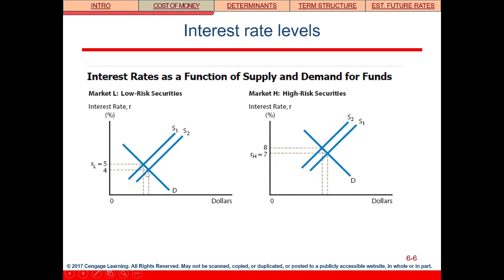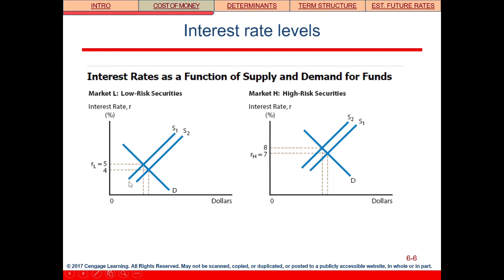So that means the interest rate for the low risk securities would decrease to 4% because of the increase in supply, while the interest rate in the high risk securities market would increase to 8% from 7%, right? So right now, the new interest rate is going to be 4% in market L and 8% in market H. And remember, these two securities are still the same except for the risk level, right? So in this case, the risk premium between these two securities is going to be 8 minus 4, so 4%.